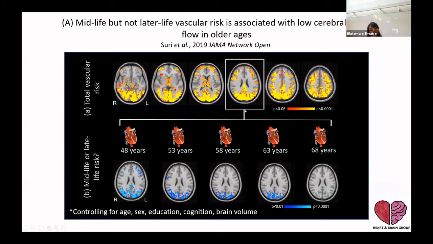And then when we asked which measurement of risk at which age was important, we found that at age 48, their risk already explained a lot of this total effect. So already at age 48, the vascular risk was associated with blood flow to the brain in older ages. And interestingly, what we noted was that the later measurements of vascular risk at 68, closest to the brain scan, were not really associated with blood flow to the brain. So what this is telling us is that interventions that are aimed at reducing our vascular risk, so cardiovascular interventions, perhaps need to be timed much earlier on in our lifespan, in the 30s and in the 40s, because that's probably when they're going to be most effective.